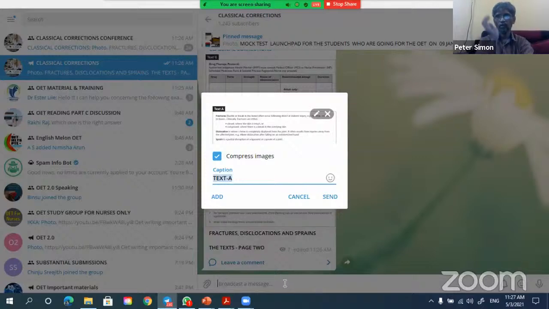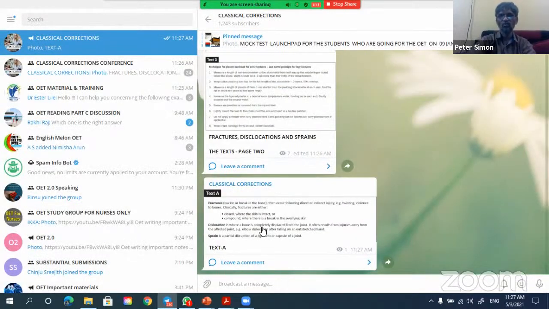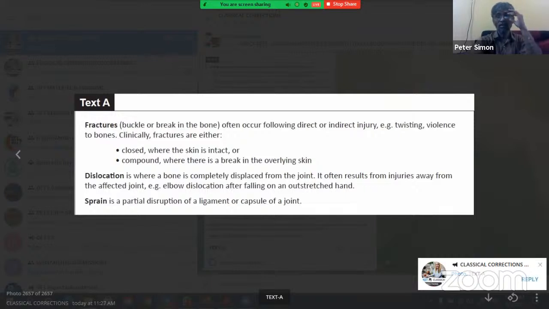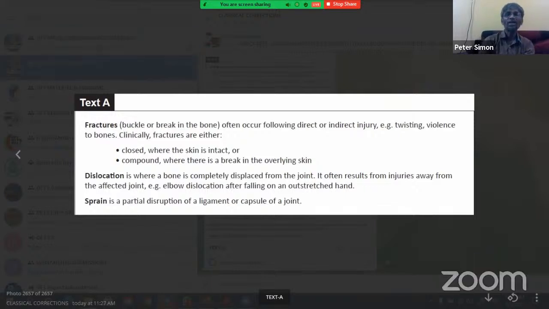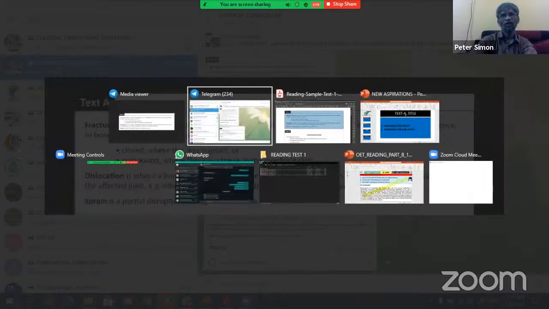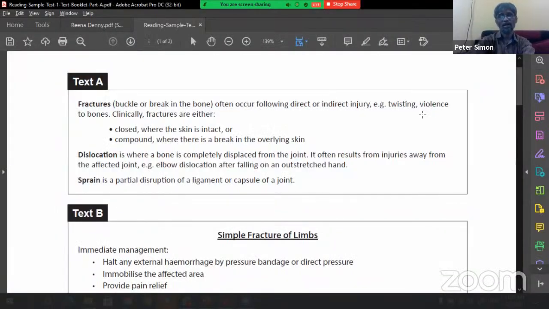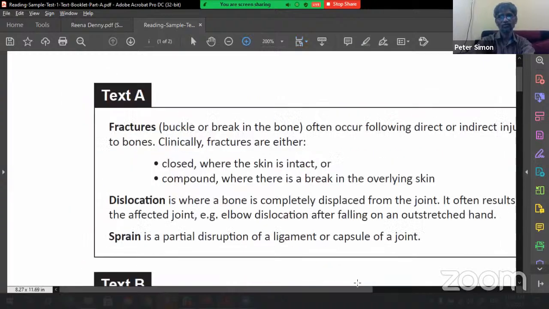So what title can you give for text A? Now let us study only scanning the subtitles. Now we are scanning the subtitles.